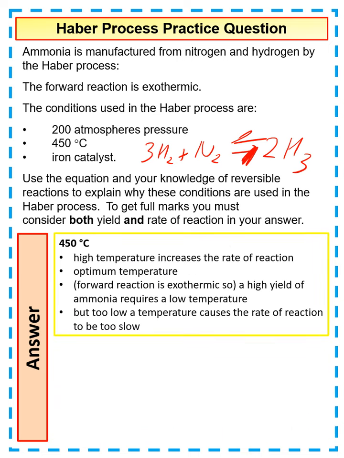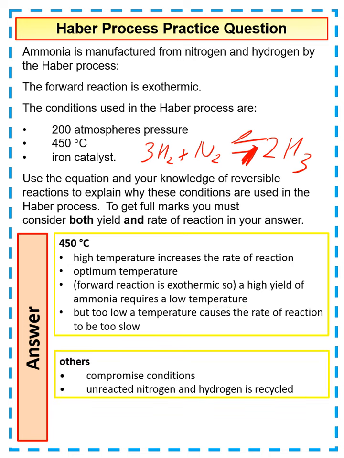We can talk about a high temperature being used because that means the particles would have more kinetic energy, so would collide more. A high yield would be acquired at a lower temperature. However, if you use a lower temperature, it takes too long.